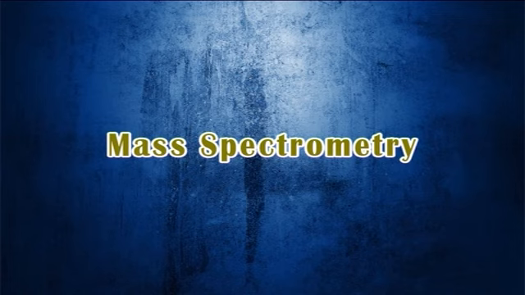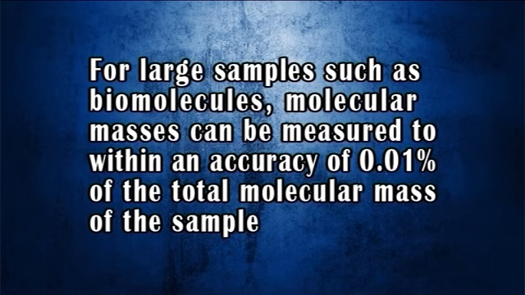Next one is mass spectrometry. Mass spectrometry is an analytical tool used for measuring the molecular mass of a sample. For large samples such as biomolecules, molecular masses can be measured to within an accuracy of 0.01% of the total molecular mass of the sample, that is within a 4 Dalton or atomic mass units error for a sample of 40,000 Daltons.